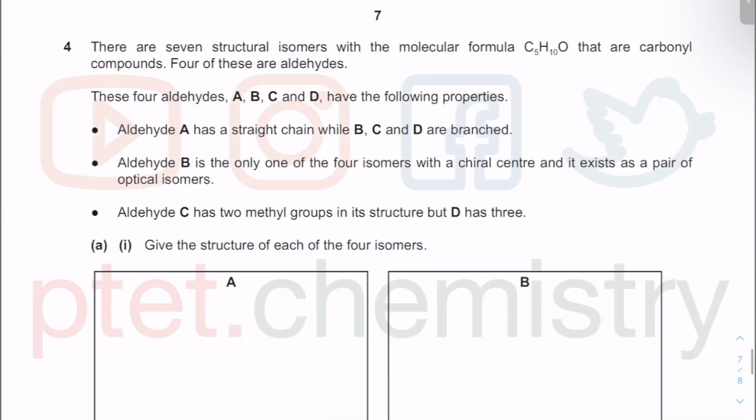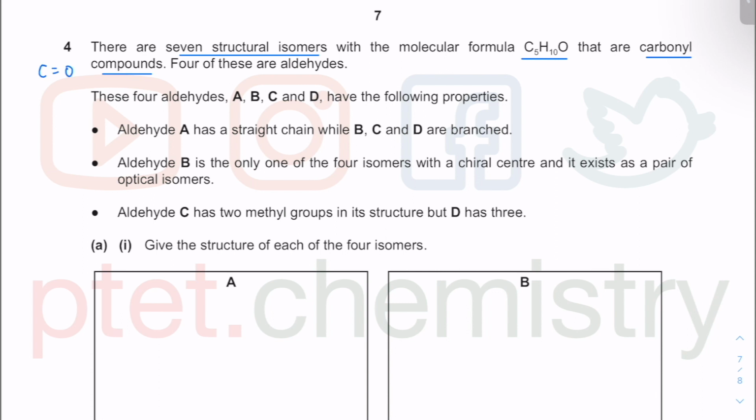Now question 4, I believe that this is actually the last question in this paper, but we never know. So there are 7 structural isomers. So they have the same molecular formula, but different structural formula. They have 5 carbon, C5H10O. They are carbonyl compounds, so they contain a carbon-oxygen double bond.